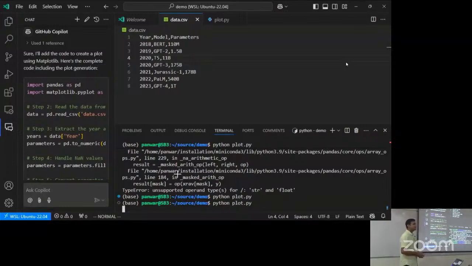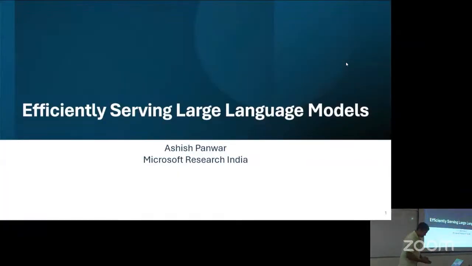And this talk is going to be about how these models work in the backend. How do they process your query? How do they generate the output? And what kind of inefficiencies lie in the processing of these large language models and what can we do to optimize them? So let's go back to the talk.